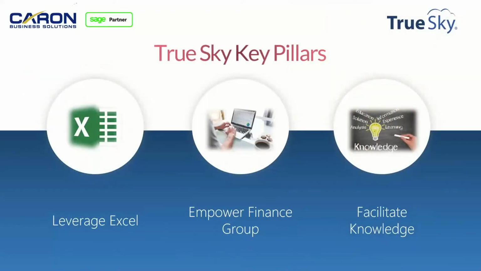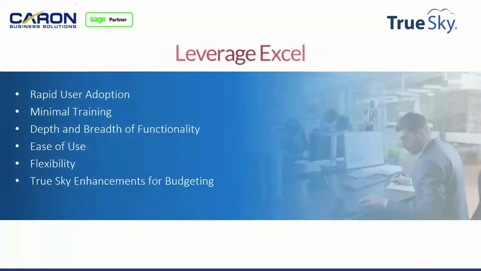Now, we have 3 key pillars within TrueSky of how we wanted our application to work, what it was all about, and everything else. I'm going to talk about a couple of those. The first one of those is we wanted you to make sure that you could continue to leverage Excel as your end user interface for doing budgeting and forecasting. And why is that? Well, Excel has rapid user adoption. Odds are if you bring in someone to your organization that's going to be involved in some form of budgeting and forecasting, they have already used Excel. They know it, all right?